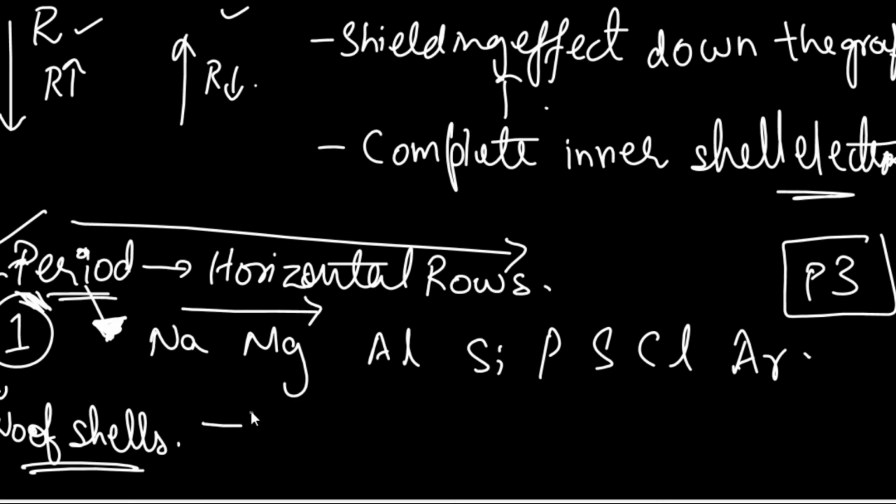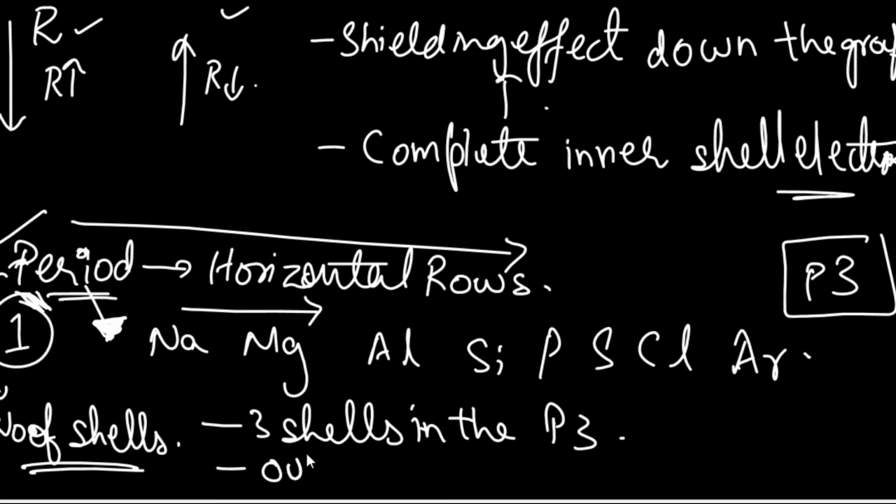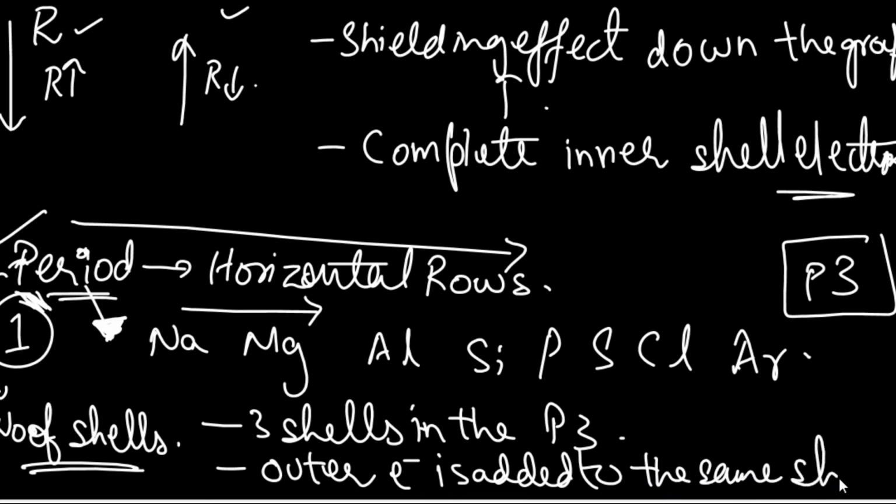So there are 3 shells in period 3, and the outer electron is added to the same shell. Now if there are 3 shells in period 3 and the outer electron is added to the same shell, what do you guys think? Will the shielding effect change in any way? If the total number of shells is the same, the shielding effect is not going to change. So this is the first thing that happens, and let me explain it using a diagram.